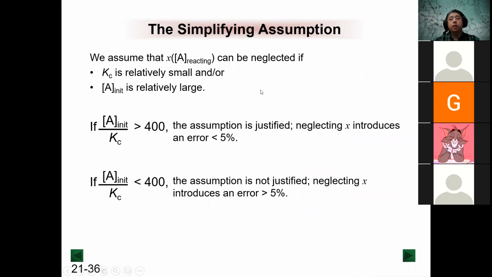So we also have our simplifying assumption, also known as the 5% rule. If the initial concentration over the K value is greater than 400, we assume that the change, the minus X or plus X you find inside a lot of your equations, is so insignificant that we can ignore it. The only time you do not ignore it is if I wanted you to find the exact concentration after you have solved for the X.